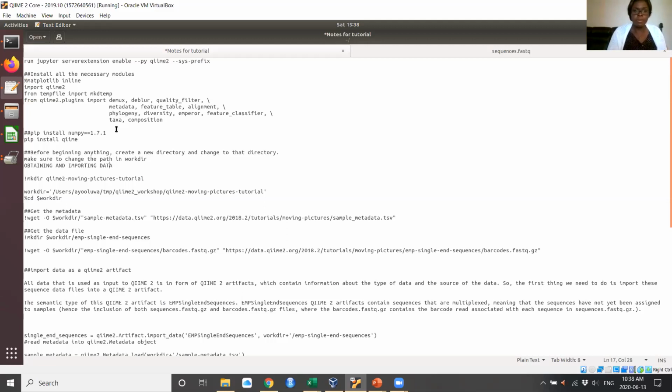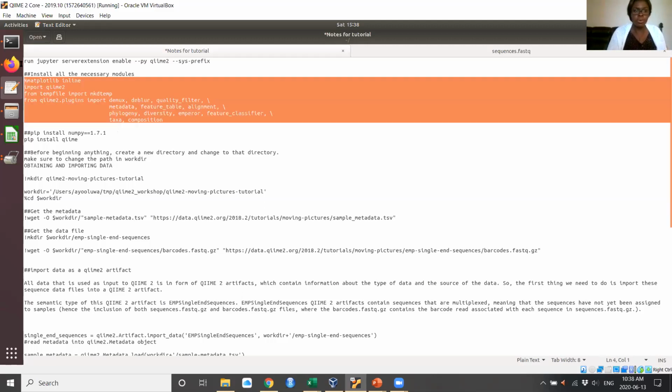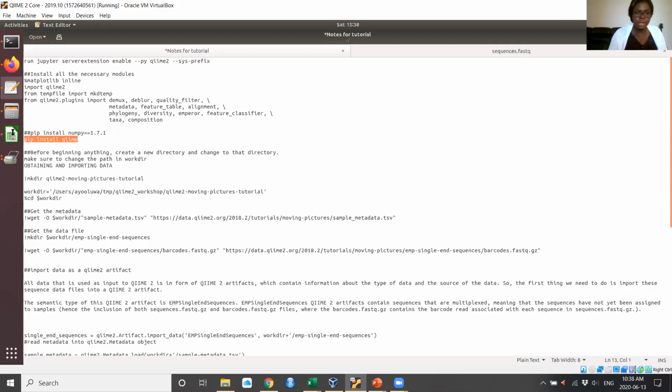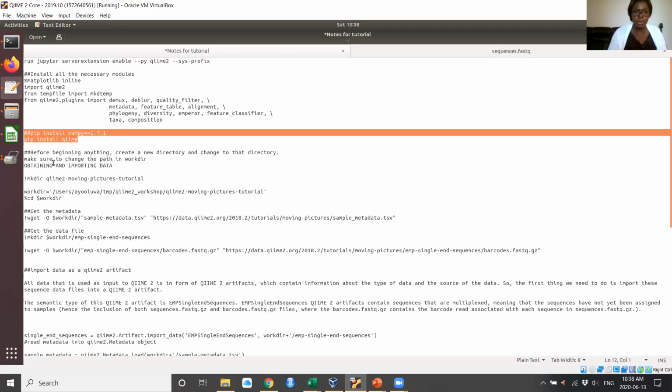So that's for people who want to use Jupyter. If you just want to install KIME right away on your terminal, so if you use Linux, all you got to do is do that and you have KIME, you're ready to go.